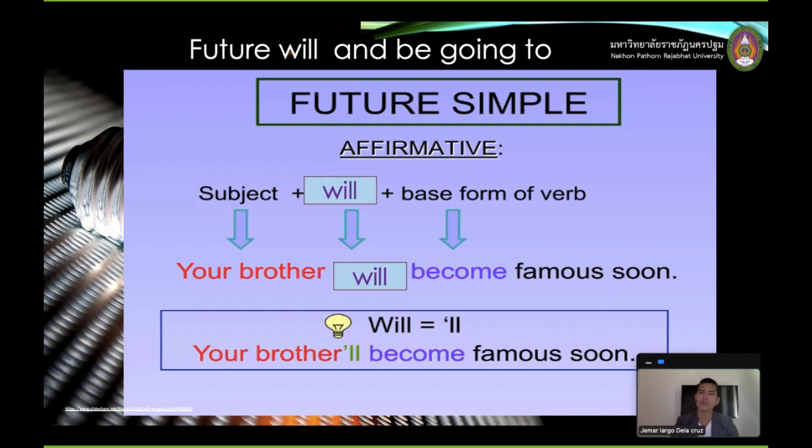Right, future simple affirmative. Affirmative means it's positive. Okay, your brother will become famous soon. That is affirmative already, right? Your brother will become famous soon. You can contract will to the noun before it. So your brother will become, or else you can say your brother'll become famous soon. Okay, soon. So that is affirmative. Affirmative means positive, positive sentence.